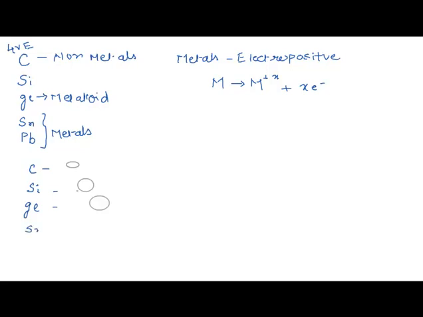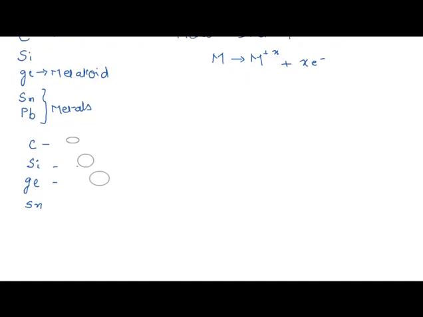Clear, children? Now we have got tin, that is Sn. What will be the size of Sn? I'll draw it here only so that you understand it related to the sizes. Tin is still bigger. Let's take up lead, that is Pb. So what would be the size of Pb, children? It would be a much bigger atom.